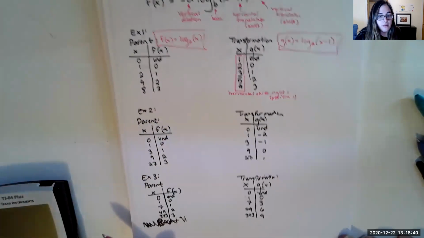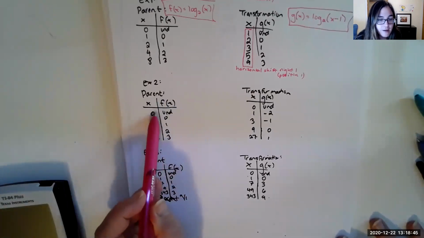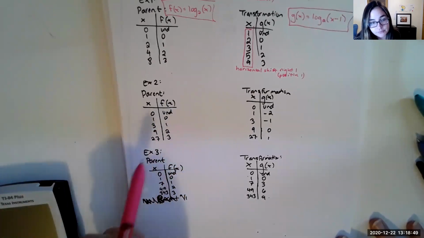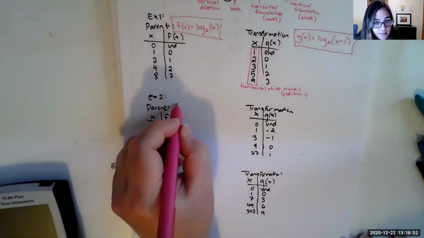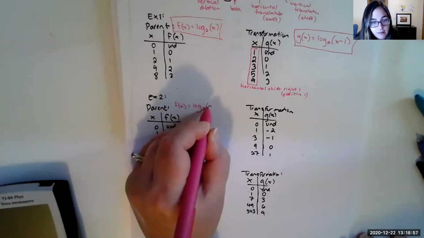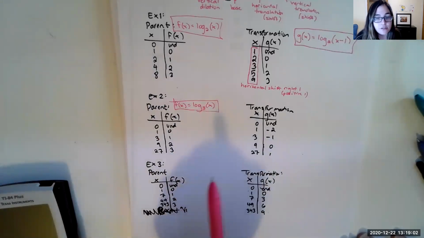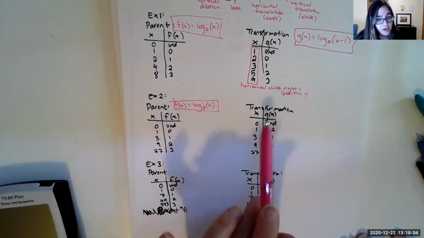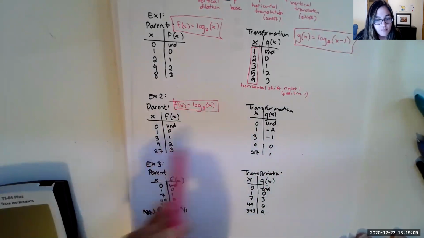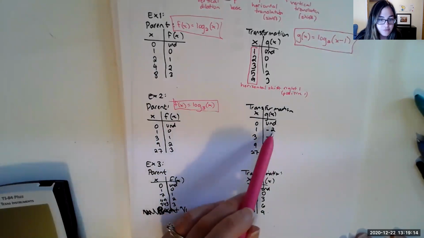Okay, let's go to the second example. Our parent has an asymptote at 0, an x-intercept at 1, then we start tripling. So this parent function is log base 3 of x. F of x equals log base 3 of x. Now let's look at the transformation. We're telling you straight up, it's still going to be log base 3 of something, but what has changed? The x values look pretty much the same. The y values look different.